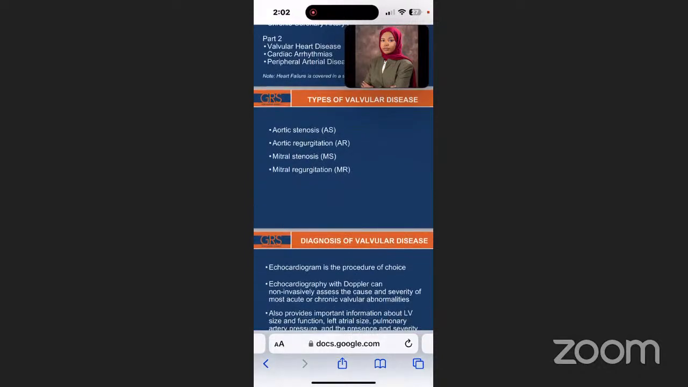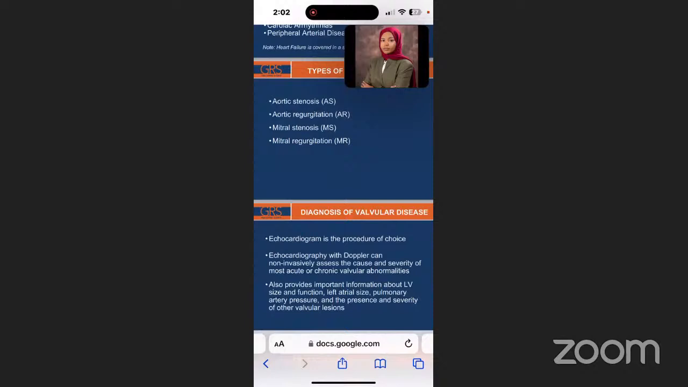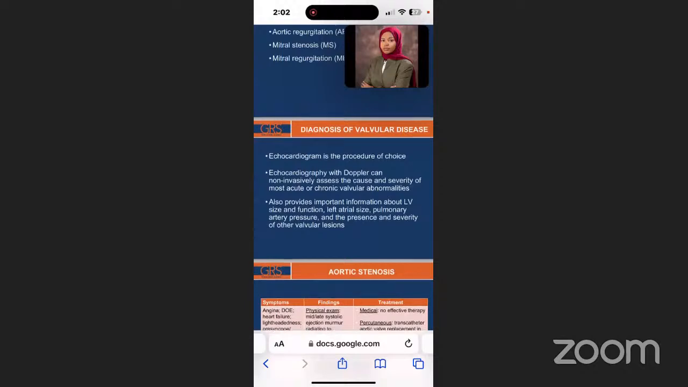So I will start this presentation by defining the types of valvular disease. We have four types. Number one, and the most severe form, is aortic stenosis. Number two is aortic regurgitation, number three is mitral stenosis, and mitral regurgitation is number four.